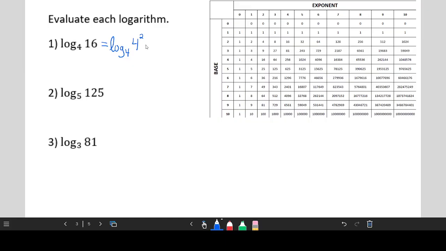We haven't changed anything, but we just wrote it in a different way, and now we can see that we have 4 to the x inside of log base 4 of x, and those are inverse functions. So they undo each other, and we're just left with the input, which was 2. So log base 4 of 16 is equal to 2.